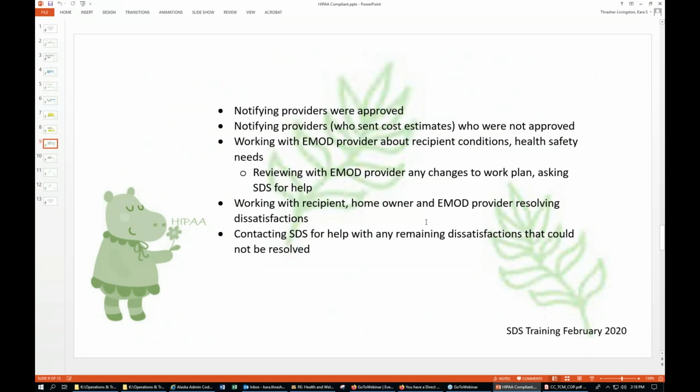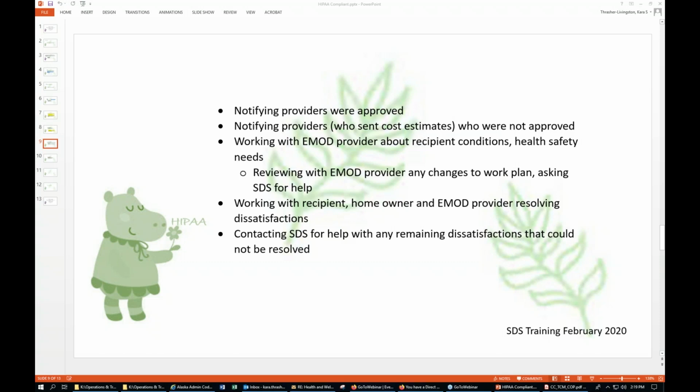In our conditions of participation, we also have, your role is working with that provider about what it's going to be like to have that EMOD done for your person. Should they make sure that they have a dust cover and make sure that things are clean while they're working in the home? Like what happens in regards to the person? How are they going to experience that? What about if there are dissatisfactions? What do we do? How do we work it out? When should we call SDS or contact us and let us help?